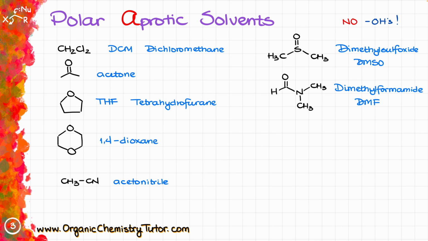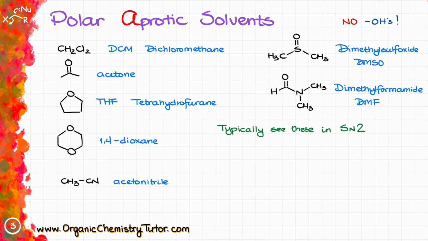Now, when do we normally use polar aprotic solvents? Well, we commonly see those in the case of bimolecular reactions, and most commonly that's going to be SN2 reactions. And the big deal with polar aprotic solvents is that these guys are very good at solvating cations, which exposes the nucleophile in your reaction. Let me explain what I mean by that.